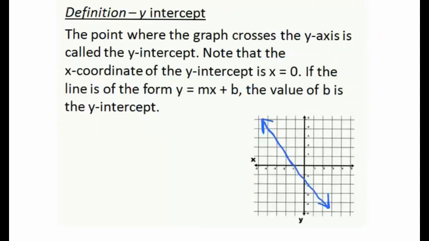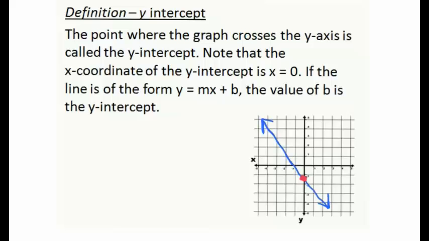We could also define something called the y-intercept. If we have the graph of our line, we say the y-intercept is wherever our line crosses the y-axis. In our particular example here, down in the bottom right, our line crosses the y-axis somewhere around here, so that's the point where we would call the y-intercept.